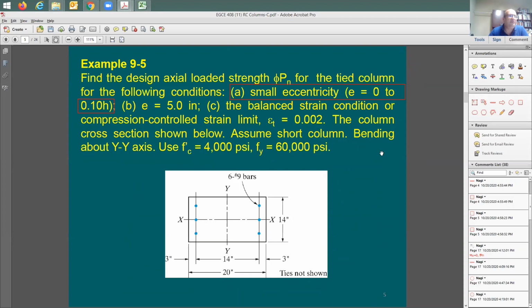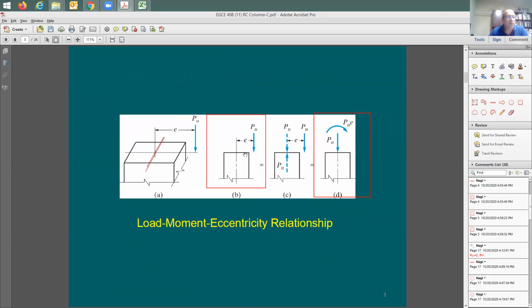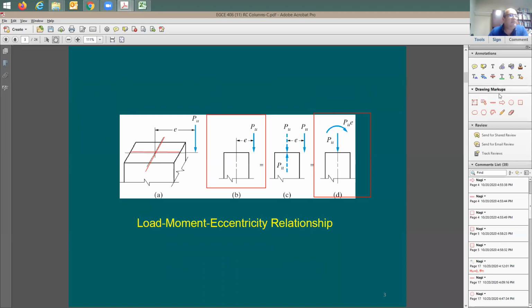What is the h in this case? I'm going to go back here. Where's the eccentricity? If you take the moment divided by P, it's going to be the amount of eccentricity e. And your e max for a small eccentricity is going to be equal to 10% of h. Now, which one do you think is h? Is it going to be this length or is it going to be this width? Which one is h for you, for the column?